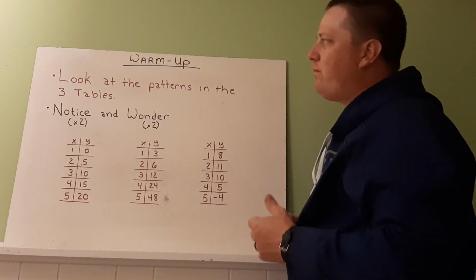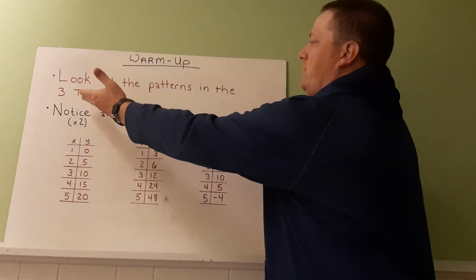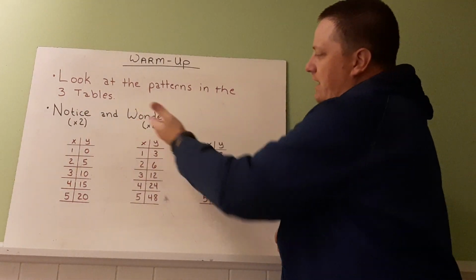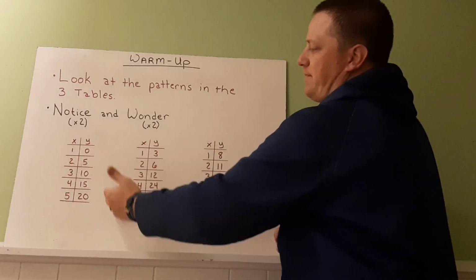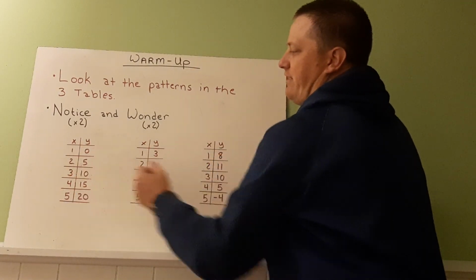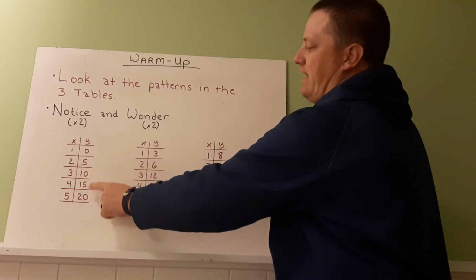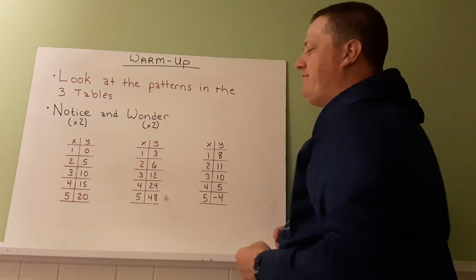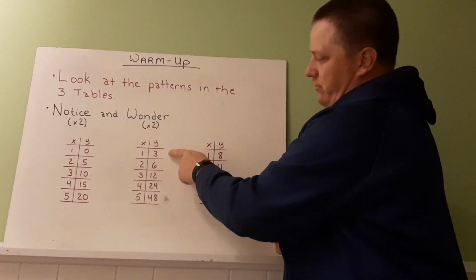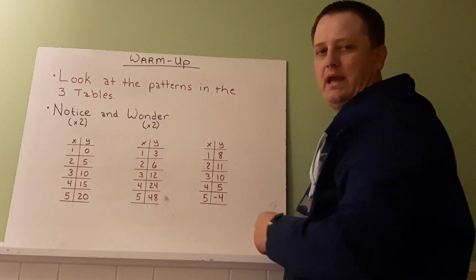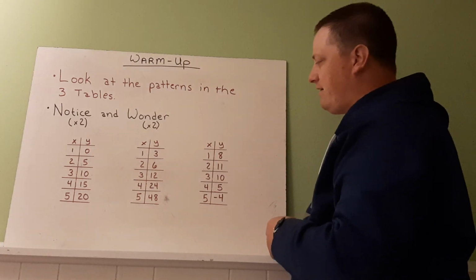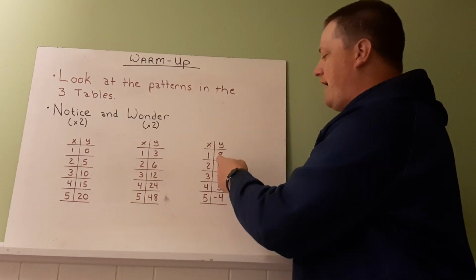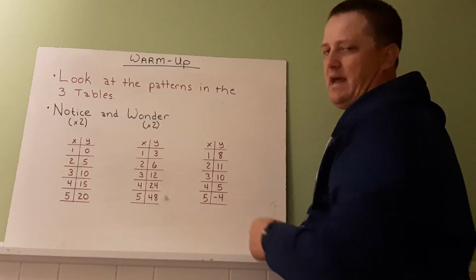All right, so what we want for the warm-up is I want you to look at the patterns in the 3 tables and write down 2 things that you notice and 2 things that you wonder. So our first pattern here goes from 1 to 5 in the x and goes 0, 5, 10, 15, 20. All right, our second pattern again goes 1 to 5 in the x, but in the y's it goes 3, 6, 12, 24, 48. And then our third pattern here goes from x 1 through 5, and then the y's are 8, 11, 10, 5, and -4.